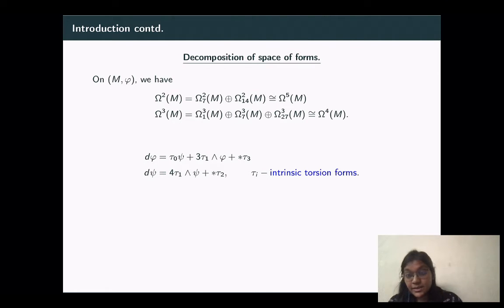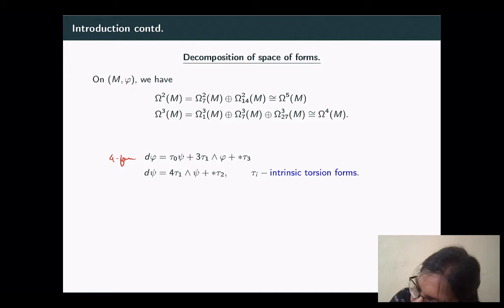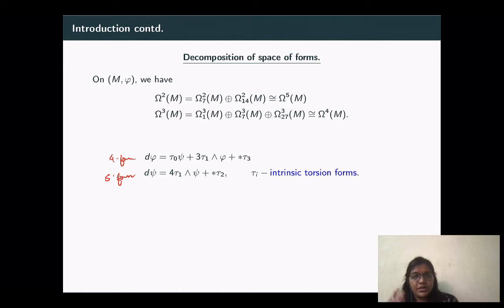And how do we define this? We just take the exterior derivative of the 3-form and the exterior derivative of the 4-form. So now this is a 4-form and this is a 5-form. We know that any 4-form can be decomposed into 3 parts. The first one is in Omega^4_1, the second component tau_1 wedge phi is in Omega^4_7, and star of tau_3 is in Omega^4_27, and the subscript on tau_i means that tau_i is an i-form. So that's how the subscripts are defined.